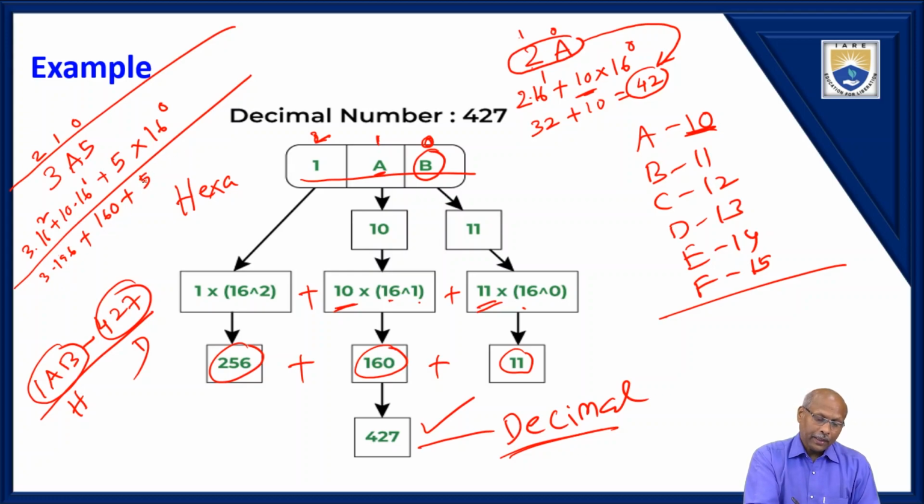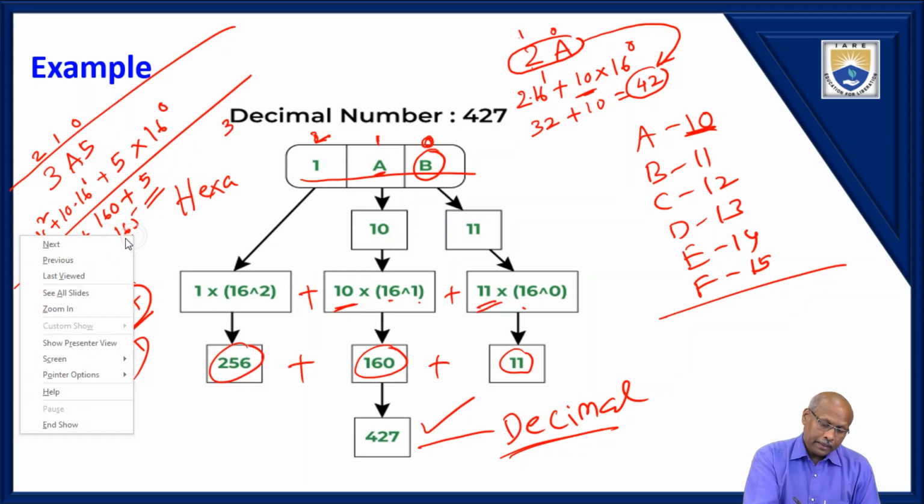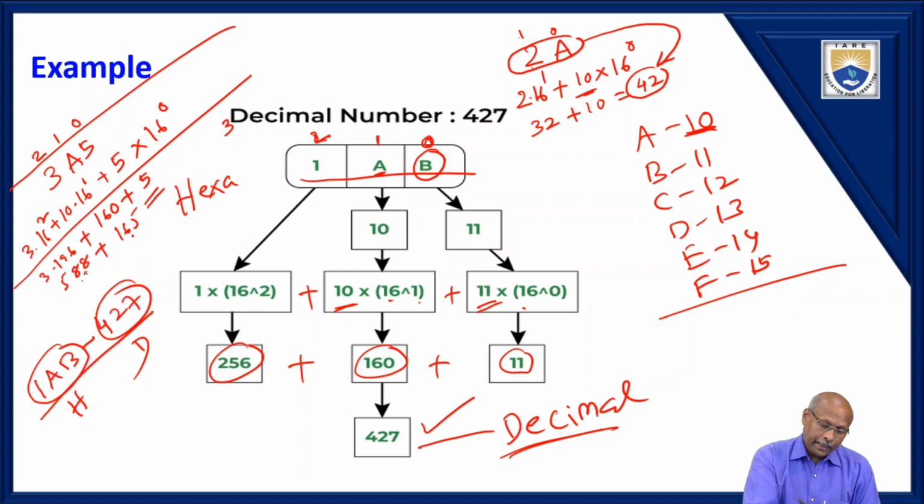So if you multiply, you will get how much? 256 into 3 is 768, plus 160, plus 5. If you add everything, you get 753. So if I give 3A5, the answer is 753.